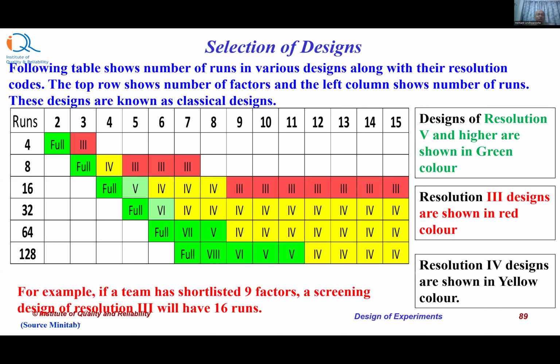Again, I'll ask you: are there any questions at this stage from any of you? I have explained the phenomena of confounding and the resolution codes in the design. Now I'll show you an example of a fractional factorial design in Minitab, analysis of that, and a few more concepts that I did not discuss yesterday. Yes, please.